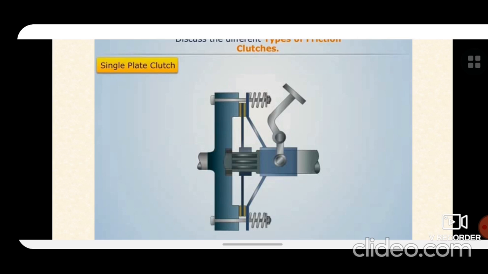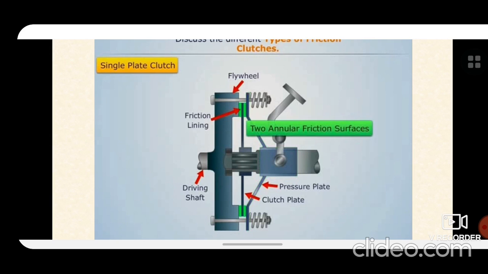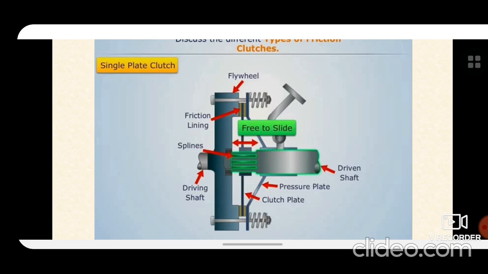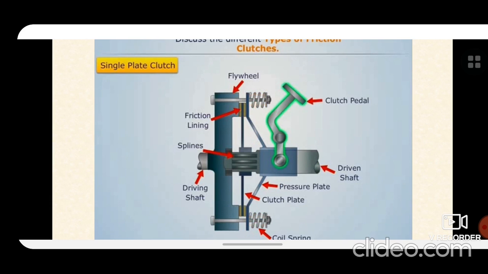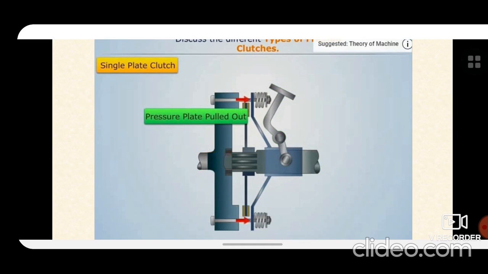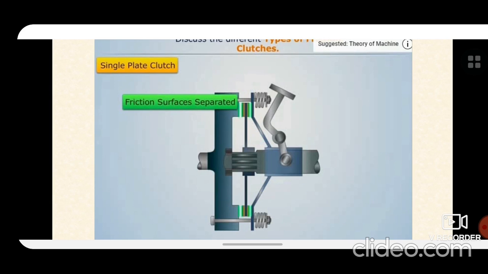Now next is the single plate clutch mechanism. Now you observe what happens. These are the friction linings. Here two annular friction surfaces. Over flywheel is mounted. These are the splines, the portion free to slide. This is the driven shaft and the coil spring. How axial force is applied through the pedal. This is the clutch pedal. This is the mechanism, how engagement and disengagement takes place.